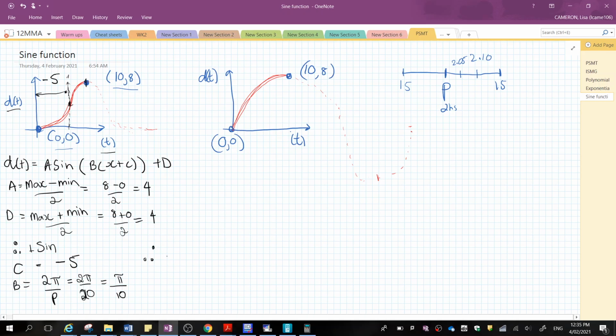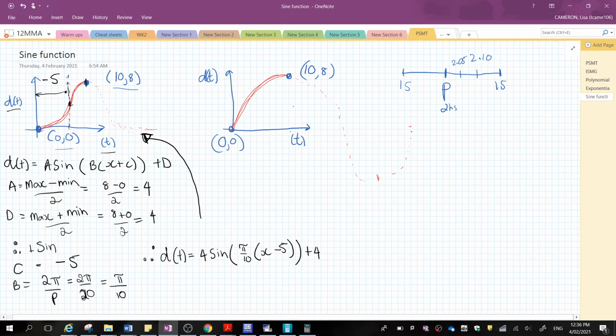So therefore, dt is equal to 4 sine bracket pi over 10, bracket, x minus 5, bracket, plus 4. Okay, and that's how I've generated the equation for this looking graph here. Now, again, up to you which one you want to do. It's much of a muchness. It's just more about you evaluating why you've chosen one after. So state some reasons why you think that that's the better model. Okay, because part of your assignment is to explain why these models are appropriate or are not appropriate.